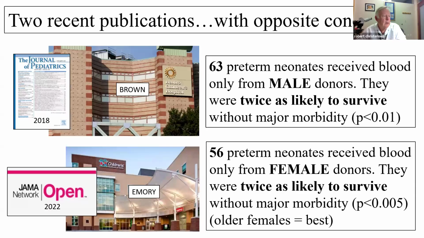female donors. Well, a couple of years after that, from Emory, a similarly small size study, 56 preterm neonates received blood only from female donors. And those lucky babies that got blood only from females were twice as likely to survive without major morbidity. And not only that, but the grandma blood was way better than the teenage girl blood.